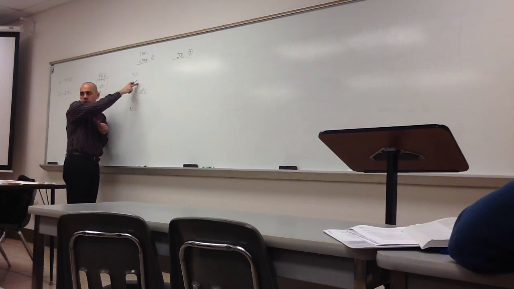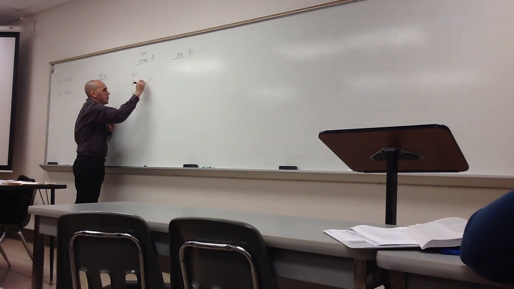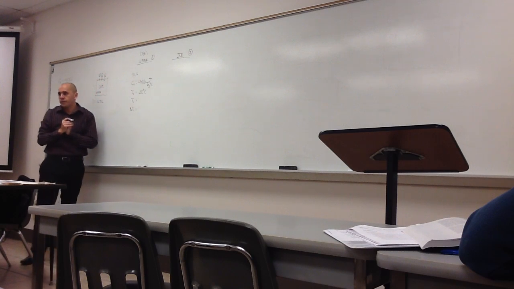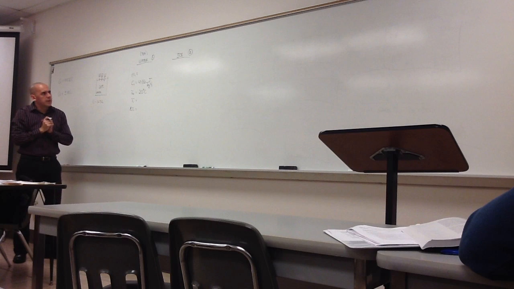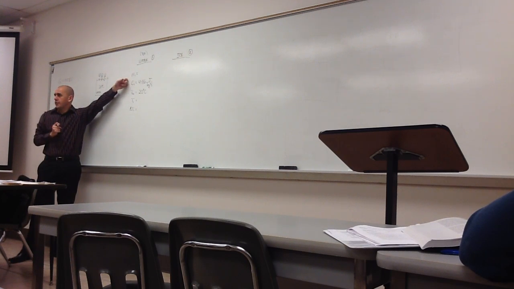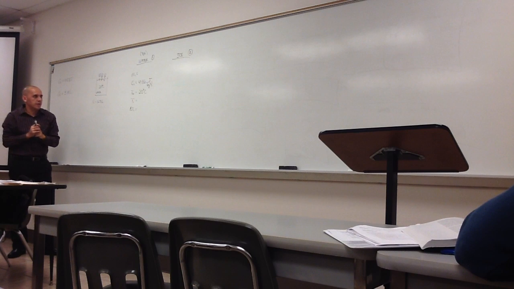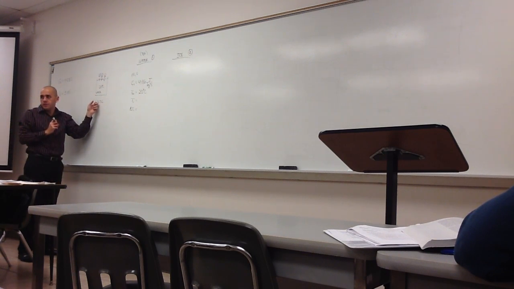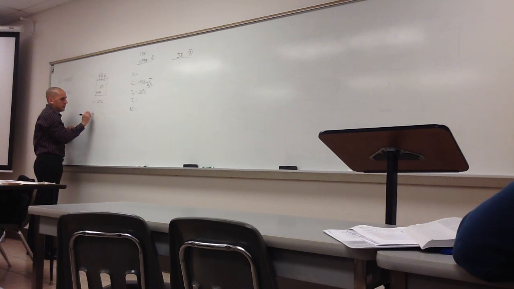The specific heat, do we know? Yeah, 4186 joules per kilogram per degree Celsius there. Okay. Can we get the mass of the water? How? We know the volume of it. We know the density of it, so the density is equal to 1,000 kilograms per cubic meter.